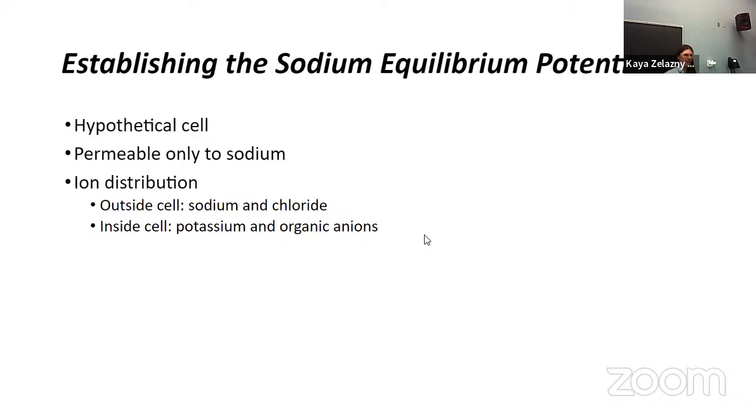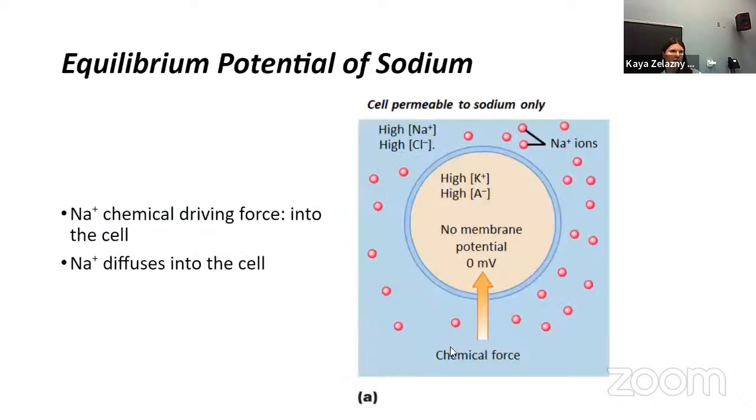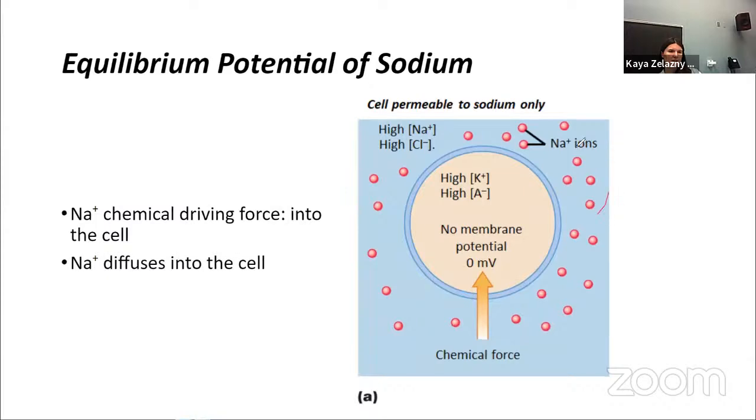We're going to look at another hypothetical cell only for sodium, and we're going to see the same sort of situation, but we're starting out with the opposite concentration gradient. So now we're starting with our sodium concentration: high sodium outside, low sodium inside. So sodium is going to want to move into the cell. And in this imaginary cell, we started at 0 millivolts.